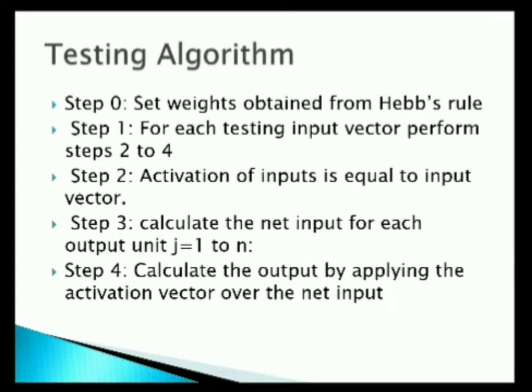Testing algorithm. The first step is to set the weights obtained from Hebb's rule. The second step, for testing the input vector, is to set the activation of the input equal to the input vector. The third step is used to calculate the net input for each output unit, and the fourth step is to calculate the output by applying the activation function over the net input.